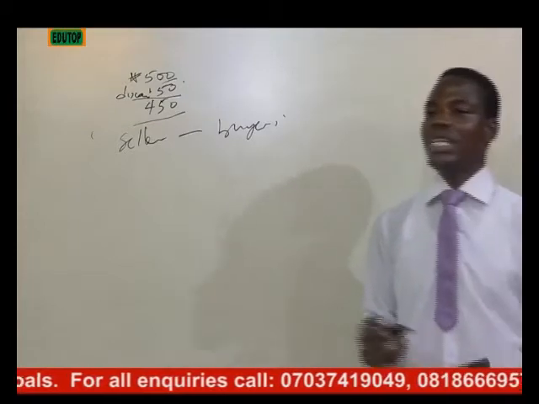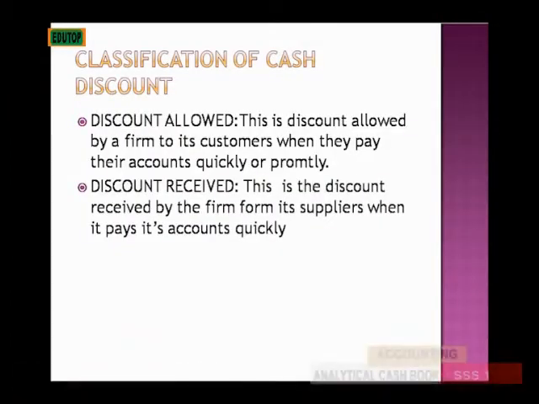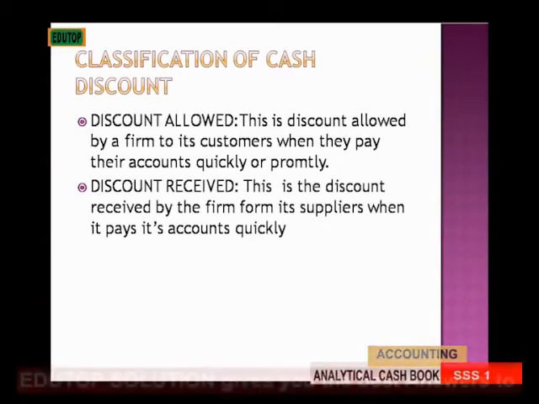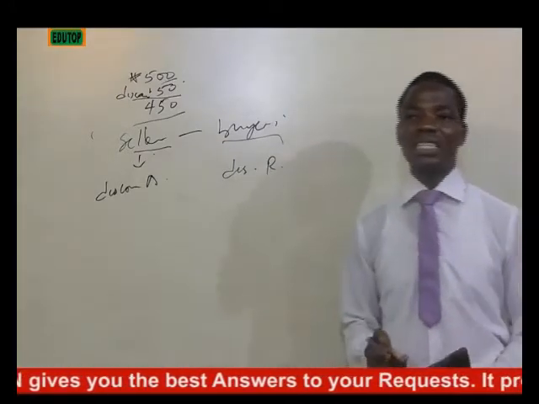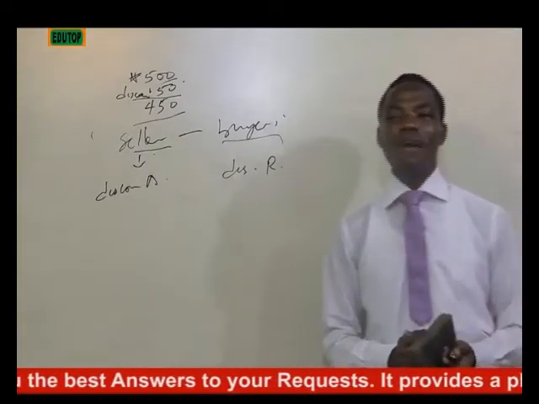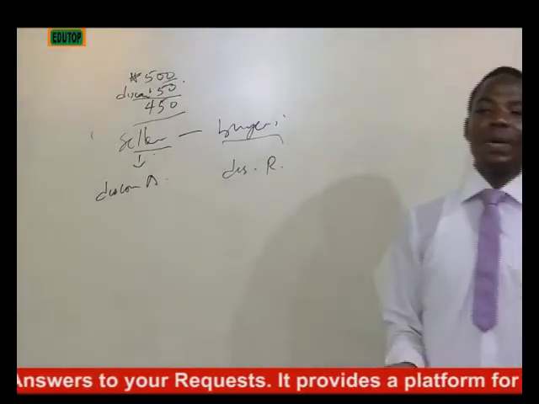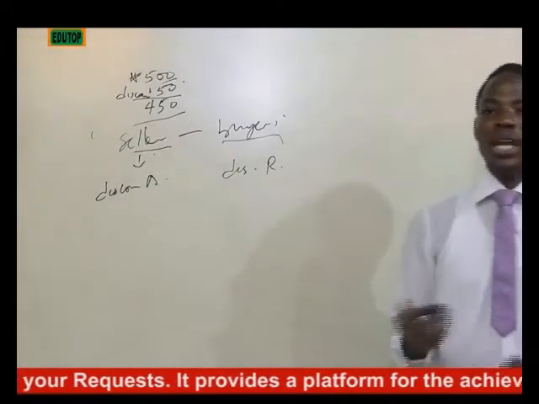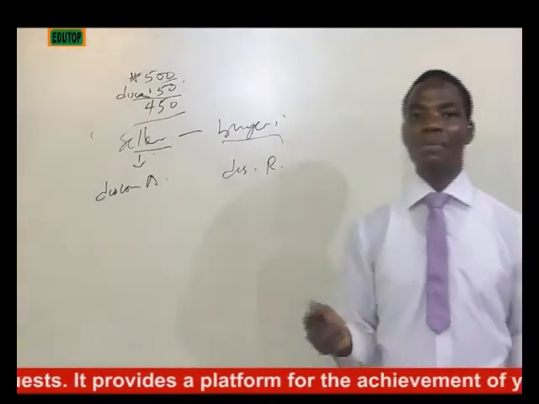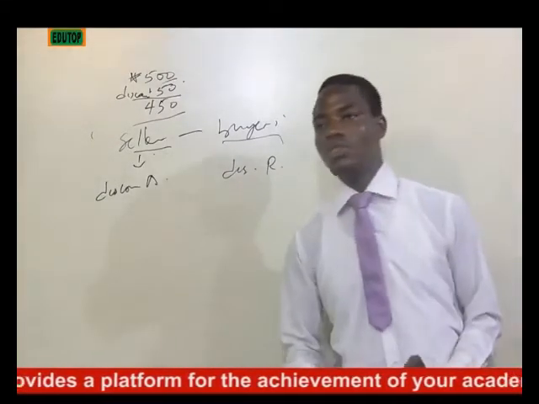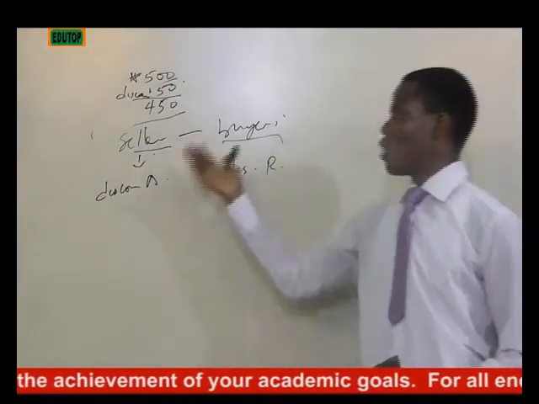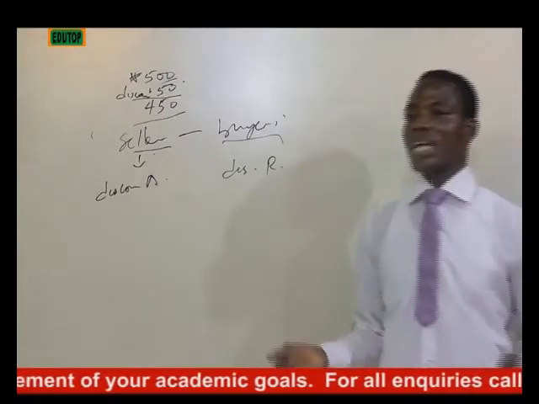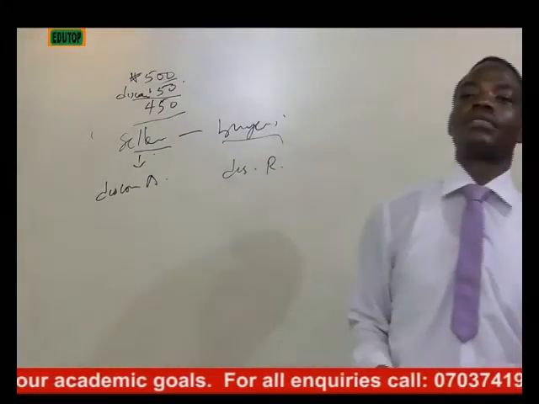Now, discount received is on the side of the buyer. The seller gives discount allowed, while the buyer receives that discount. So discount received is a discount received by the firm from its supplier when it pays its accounts quickly, when they transact business and the money is paid quickly. So the buyer receives discount received, whereby the seller gives discount allowed to its customers.